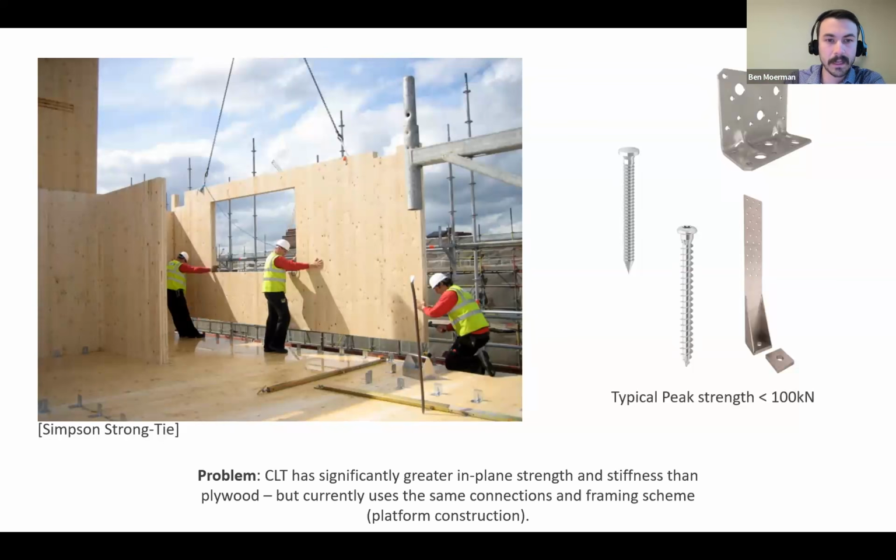So really the main problem and the driver for this research was CLT has significantly greater in-plane strength and stiffness than plywood, but right now we're still using the same connections and framing scheme used in light timber frames. So in my opinion, the use of CLT shear walls, using these types of connections, we're not really fully utilizing the material in lateral strength and stiffness terms.